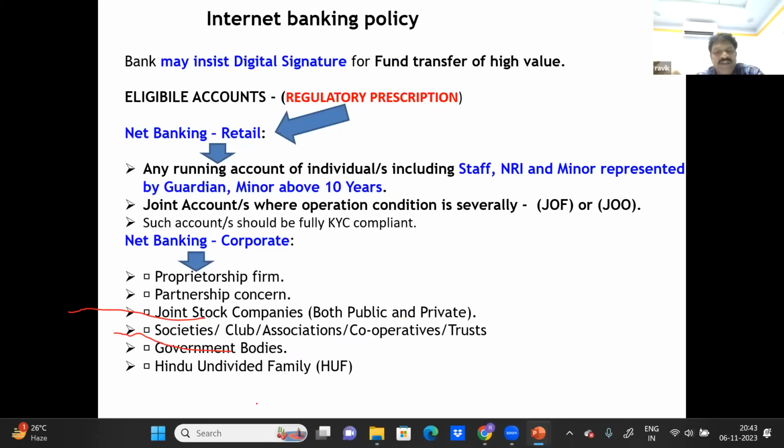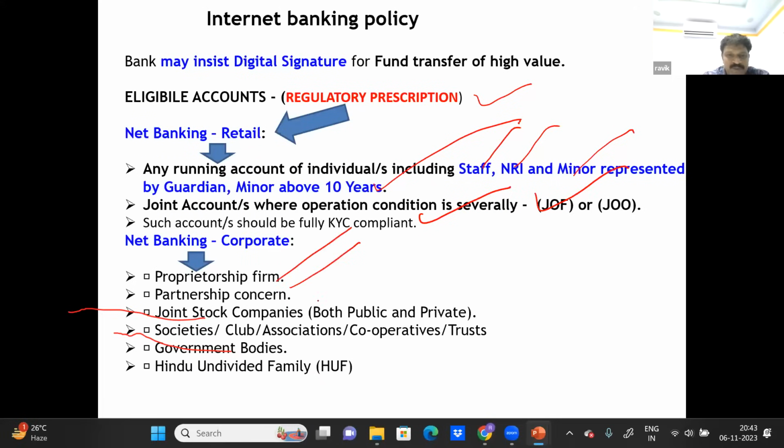Now, regulator, see, in this internet banking eligibility, they told in 2 ways. One is what RBI told, and another is what your bank has initiated. Now, what I am discussing is what RBI has initiated, or regulatory prescription. Almost same, not much to worry, but some changes they made. You have to verify carefully. What RBI told is it can be given to any individual, including staff, NRI, minor representative, minor above 10 years. Joint accounts, everybody knows it, KYC compliant. Corporate means they told proprietorship, partnership, joint stock, club, everybody they told, HUF.